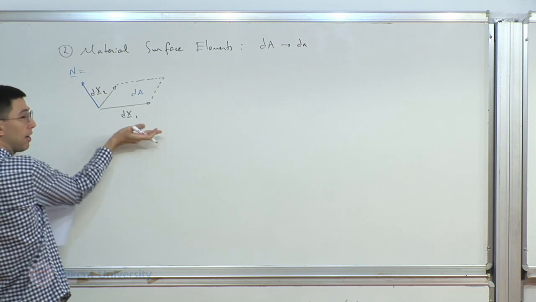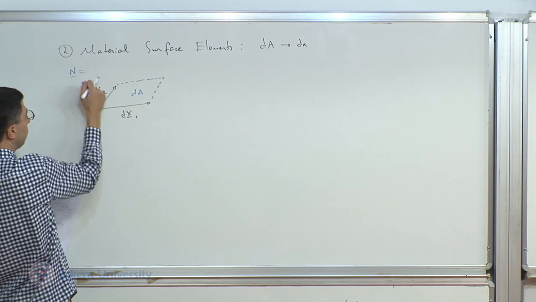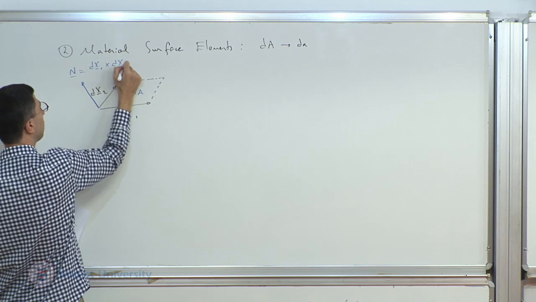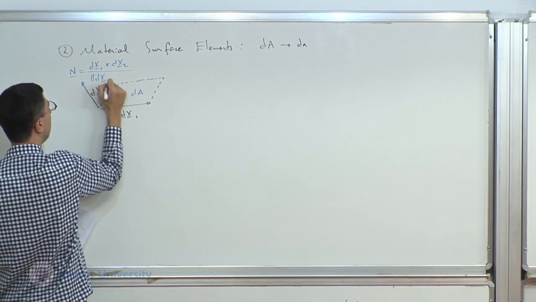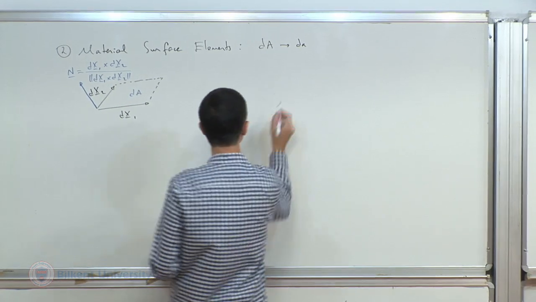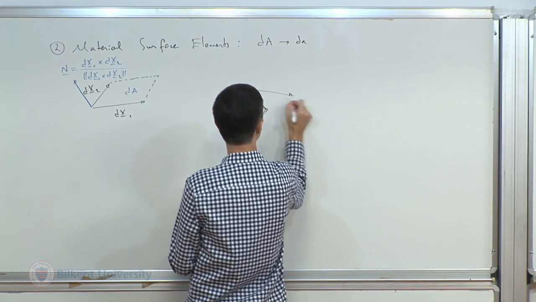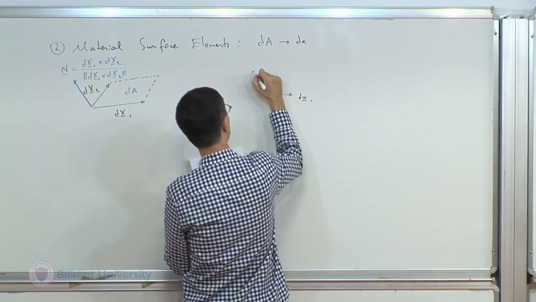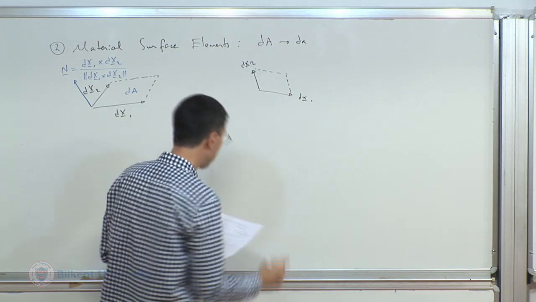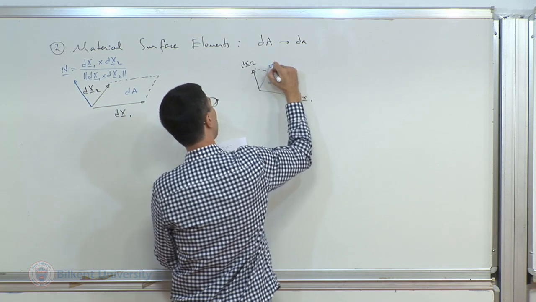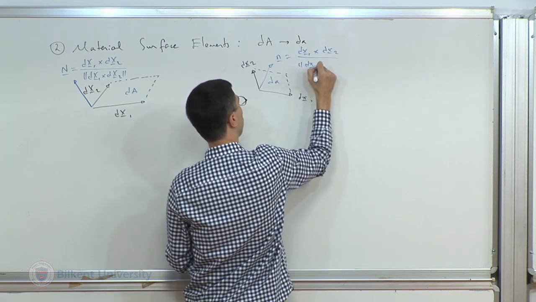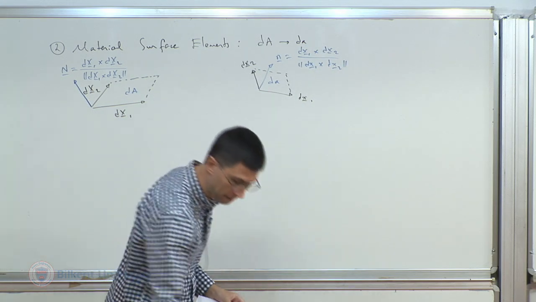And capital N, as you will immediately recognize, first of all, is in the direction of the cross product between these two material line elements. So it's going to be d capital X1 cross d capital X2, but it has to be a unit normal, so I can always normalize it. So after deformation, these two material line elements will get mapped into two different line elements, d small x1 and d small x2. And now here I have a new parallelogram, and this is of size d small a. And there is a new normal associated with them. Still, this normal is in the direction of the cross product between dx1 and dx2, but it's a unit normal. Okay, so that's what I have.